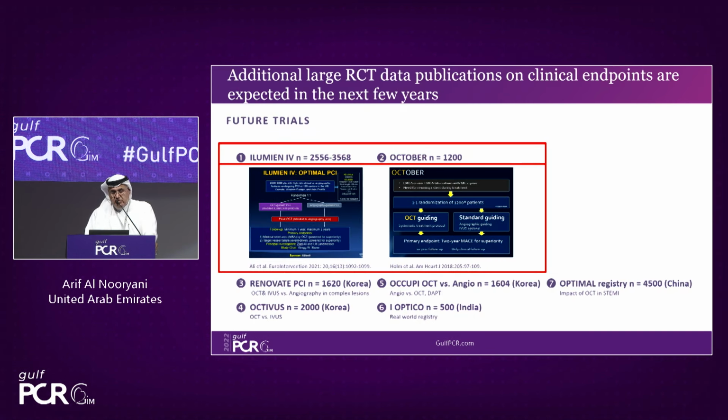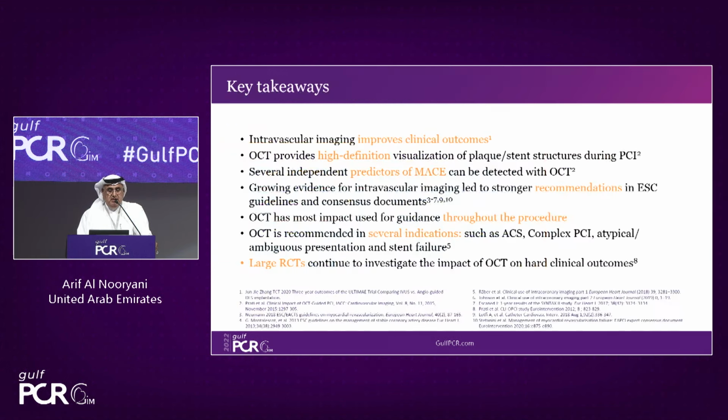Certainly we need more randomized trials to confirm this and to show the significance of OCT in the long-term outcome. OCT and IVL trials are coming, and the rest also. OCT is going to be studied more in complex cases and bifurcations, and the IVL also including more complex cases with the diabetic population. So my take-home message is that intravascular imaging improves clinical outcomes.